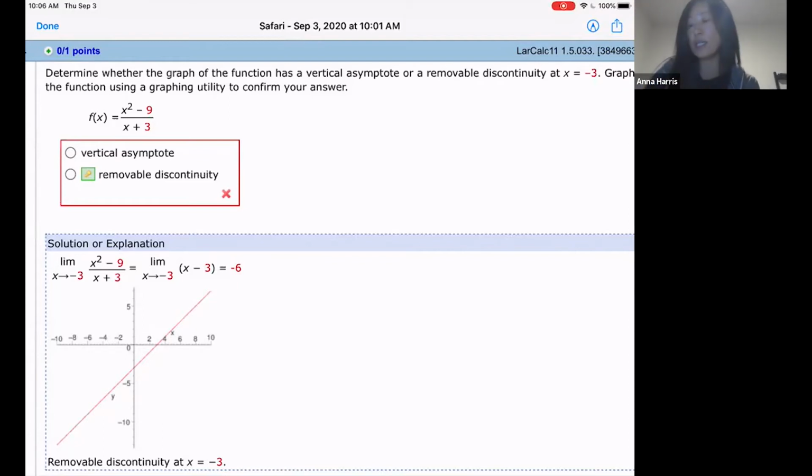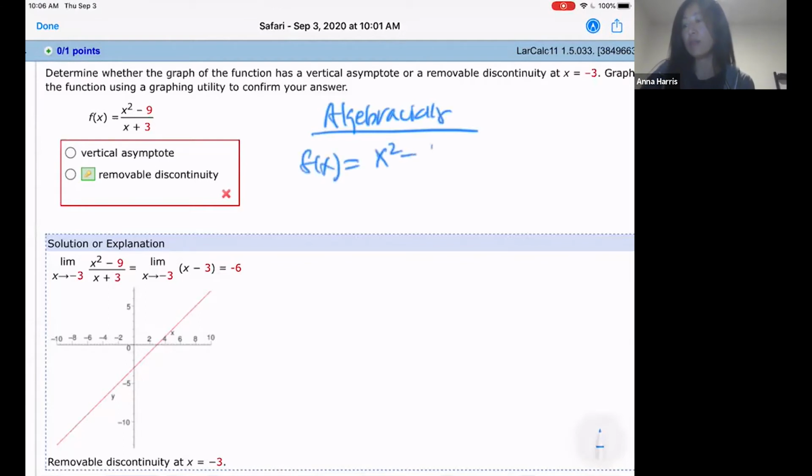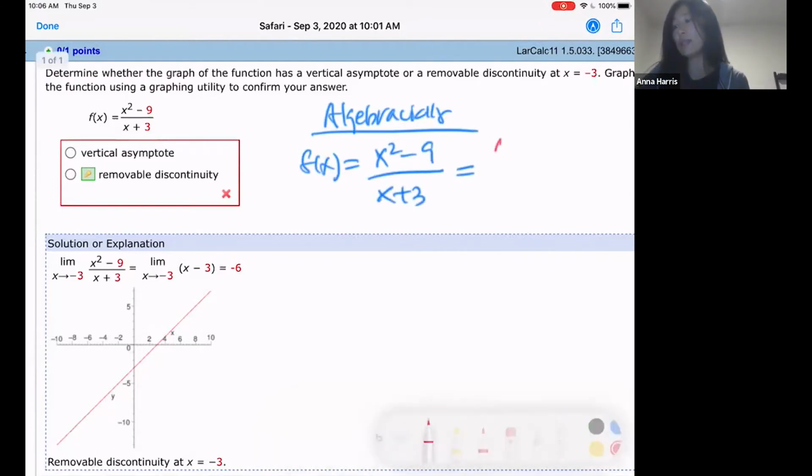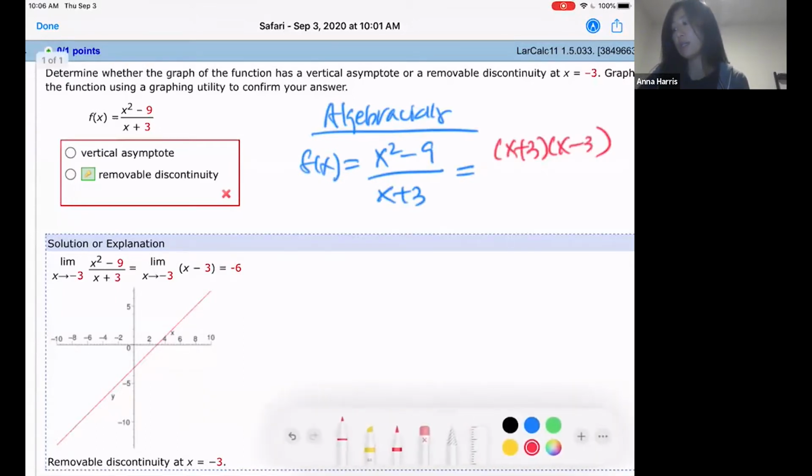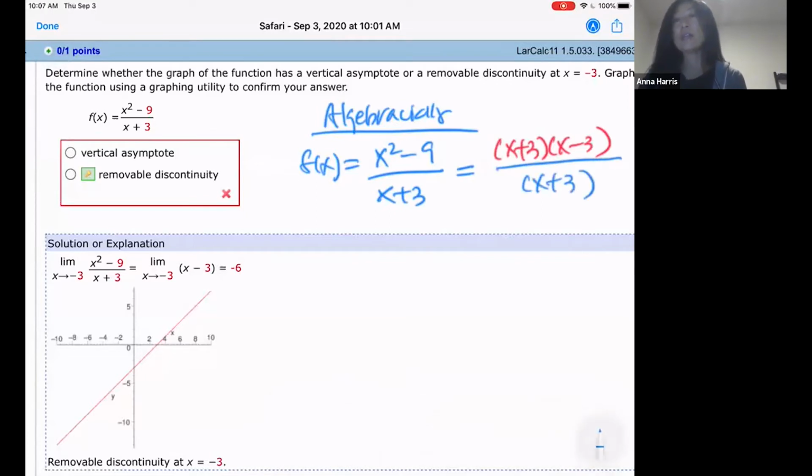So looking at this, I'm gonna do it analytically first. So I would do it algebraically. f of x is equal to x squared minus 9 over x plus 3. So let's factor the numerator. When you factor x squared minus 9, it's the same as x plus 3 and x minus 3.